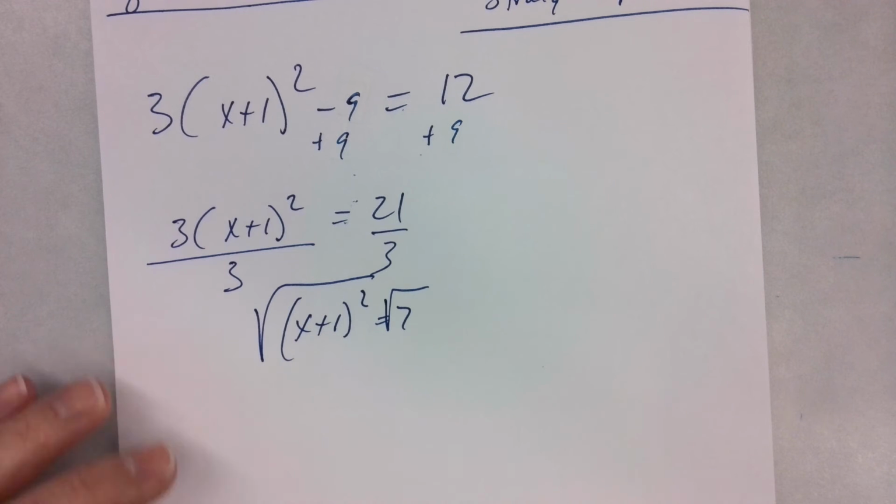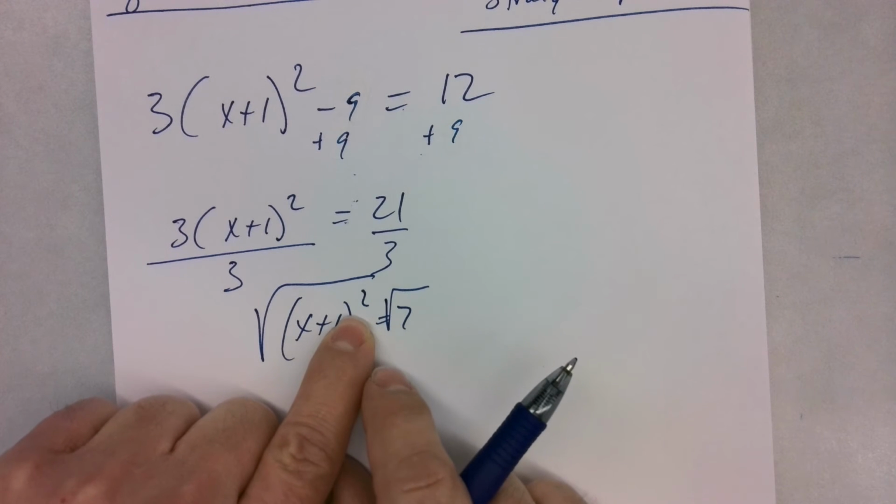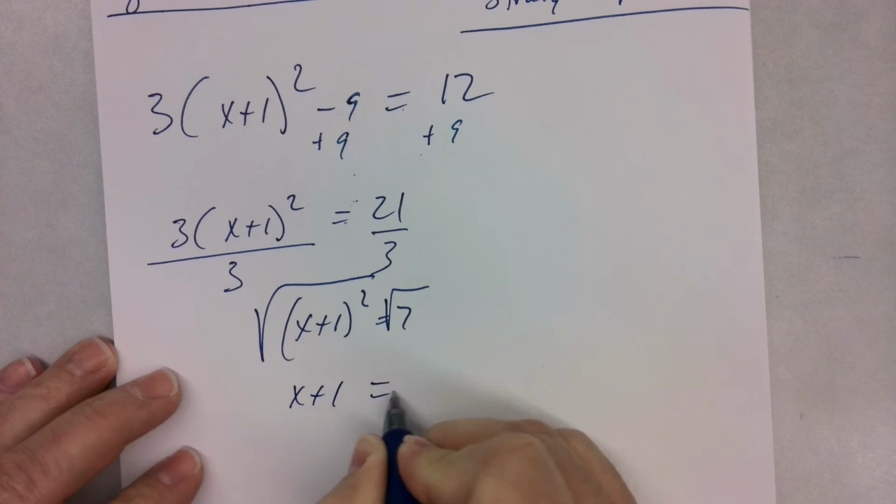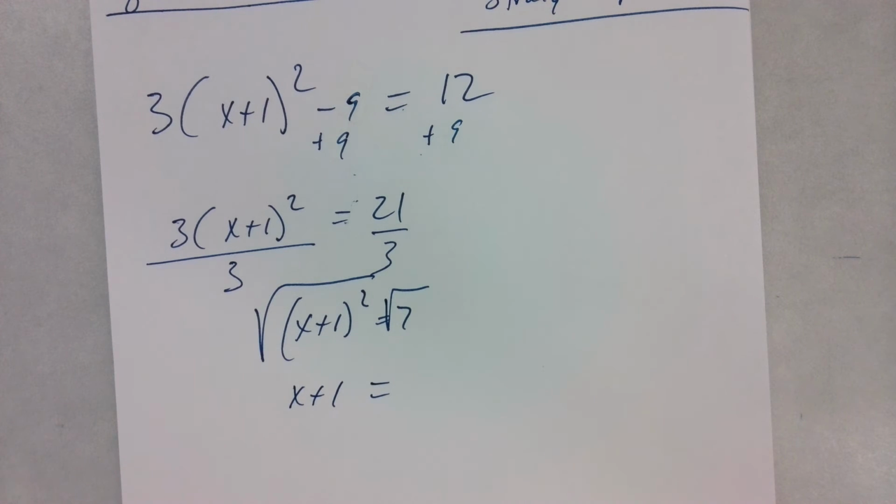Why do you square root x plus 1? Because that's squared. Well, remember, I got to get my x by itself, but before I can get my x by itself, I got to get it out from under that exponent, right? So I'm going to get x plus 1 over here. Over here, I'm going to get what?